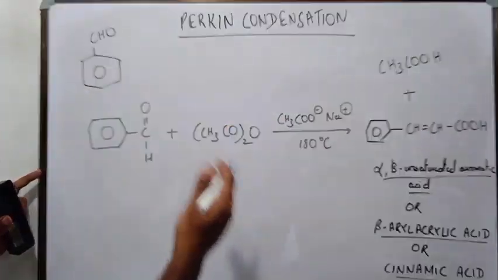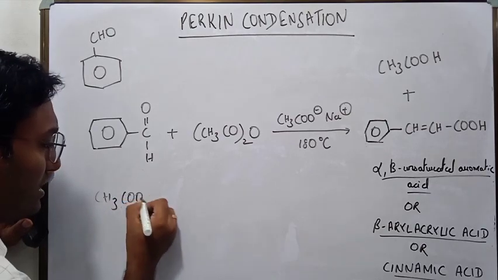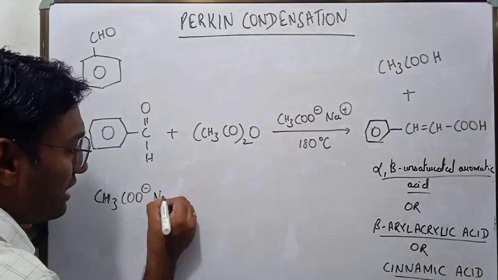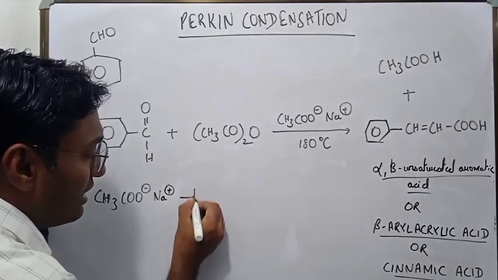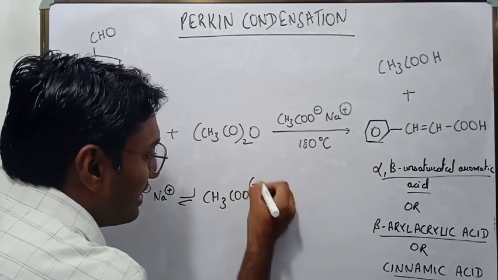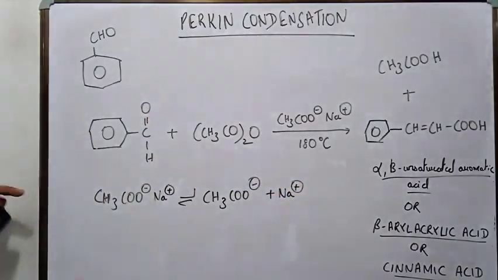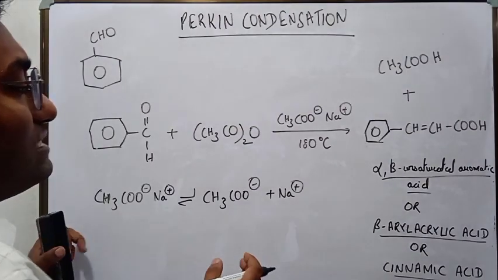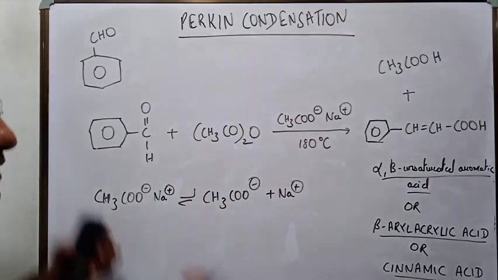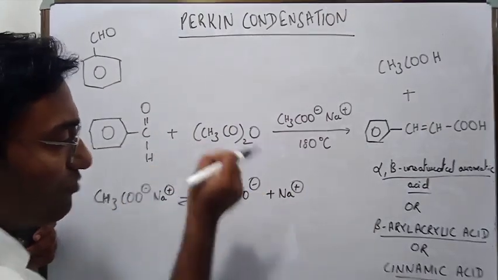How is it acting as a base catalyst? Let us see. We know that CH3COONa won't exist as such. It would exist as CH3COO minus and Na plus. According to Lewis, what is a Lewis base? A Lewis base is a substance that can donate a pair of electrons. So here we are seeing that it is a donor of a pair of electrons.